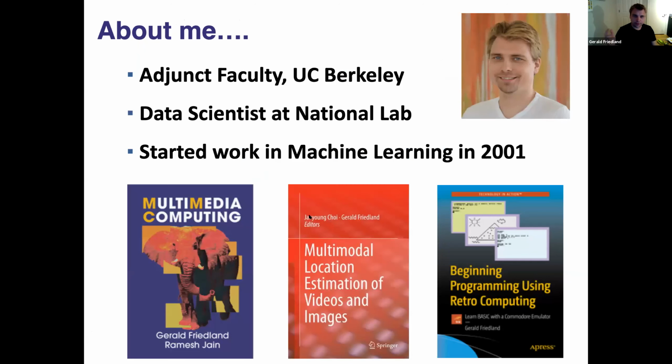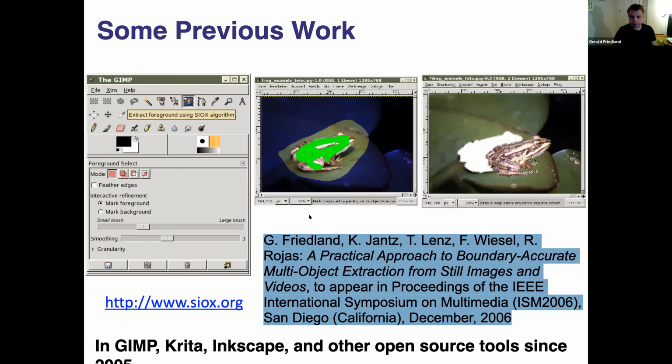Let's go through this. So that's me. I'm an adjunct faculty at UC Berkeley, and was a data scientist at a National Lab until recently, and I started working on machine learning in 2001. I did a bunch of stuff. One of my early projects, my PhD thesis, was to extract foreground and background from images interactively. I'm really proud of this tool because it's still in GIMP. You can just go and click this button. It may have changed layout slightly, and use the tool.